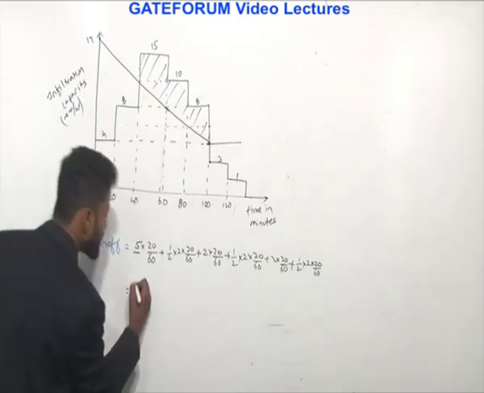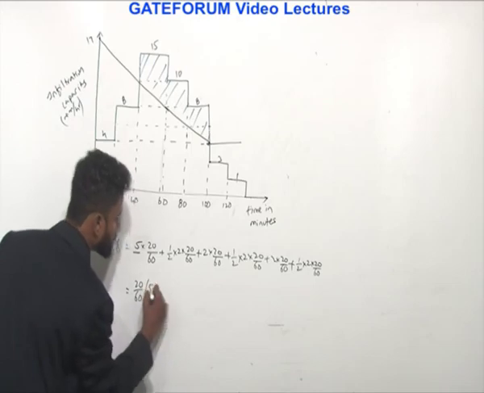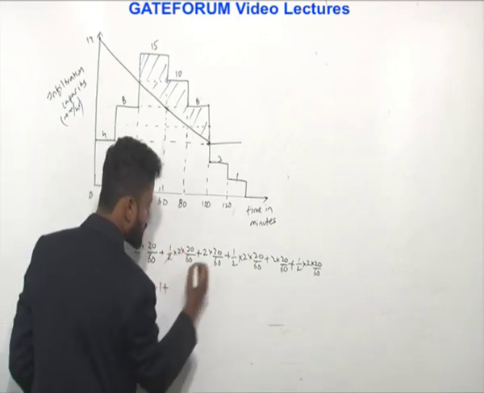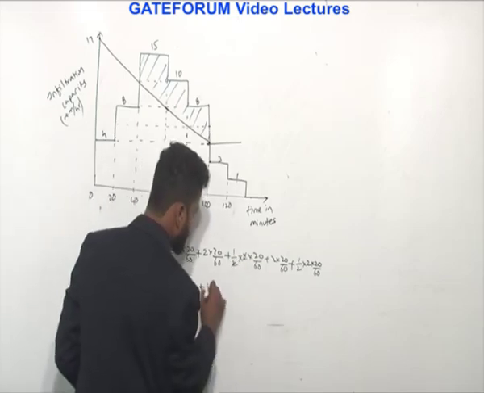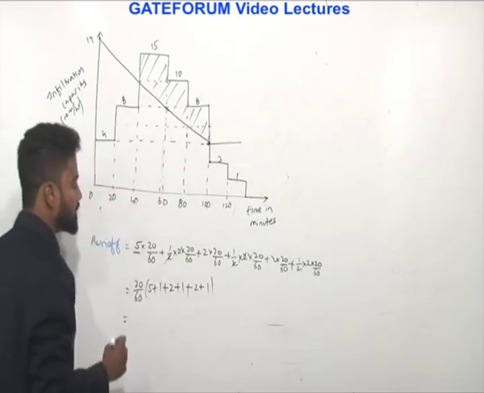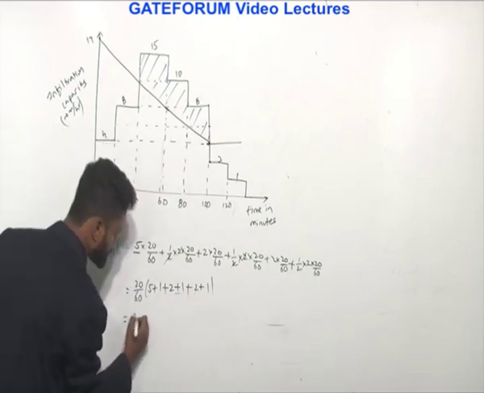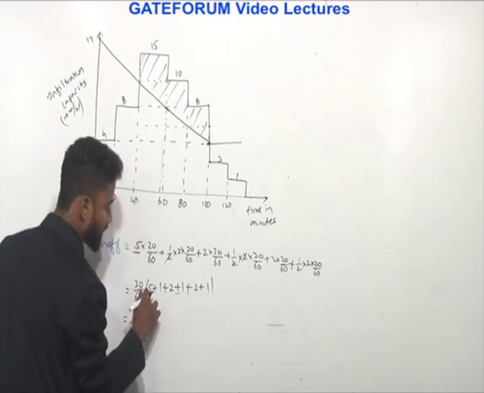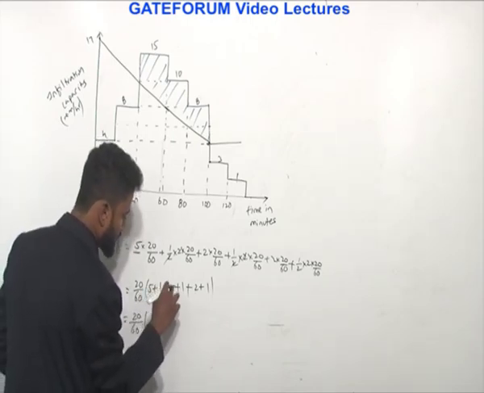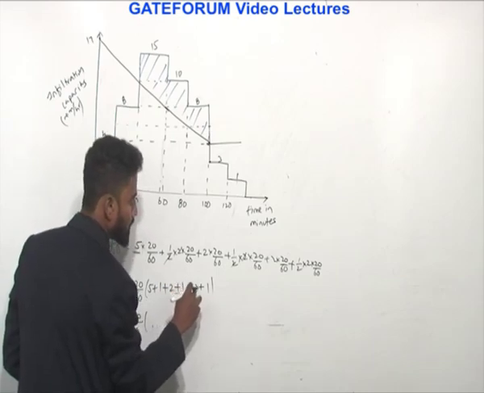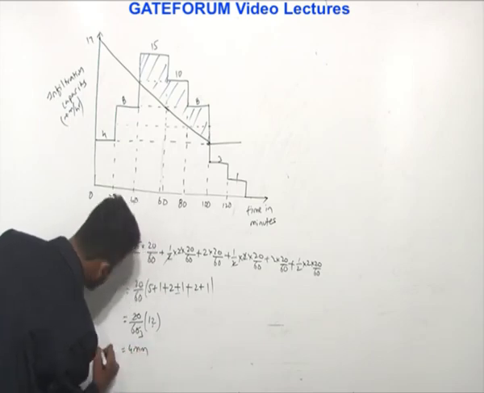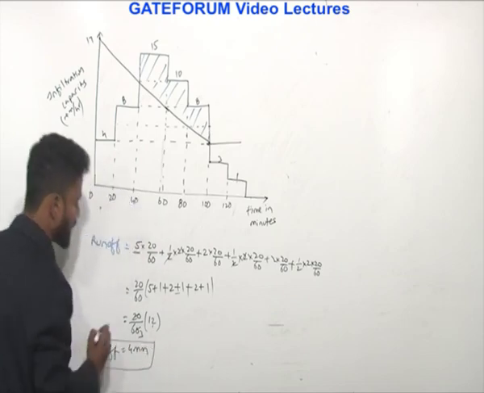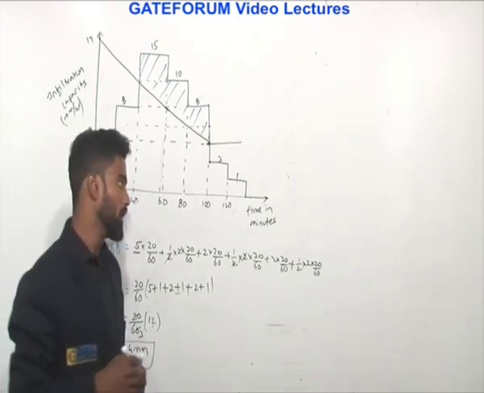So if you solve all these things, 20 by 60 multiplied with 5 plus 1 plus 2 plus 1 plus 2 plus 1, this is the value you will get. So 5, 6, 8, 9, 11, 12, which gives 12 times 20 by 60, equal to 4 mm. So the total runoff is equal to 4 mm.